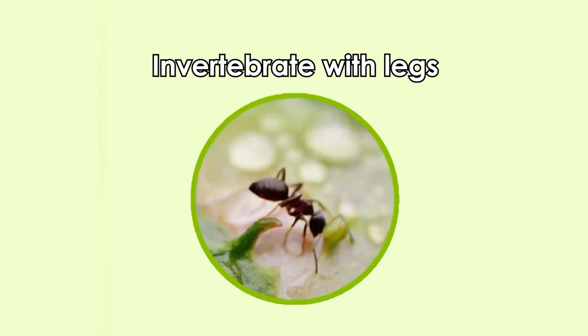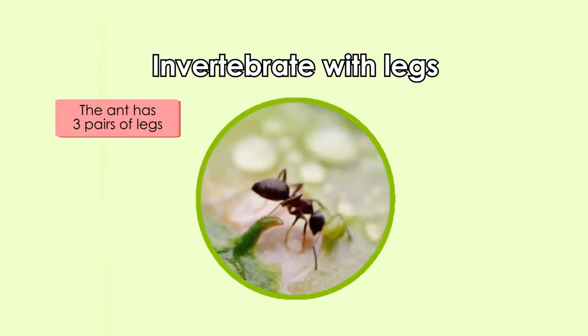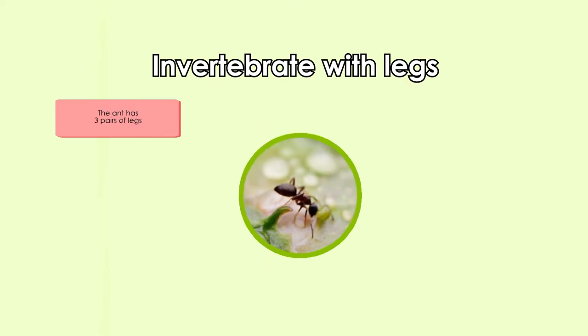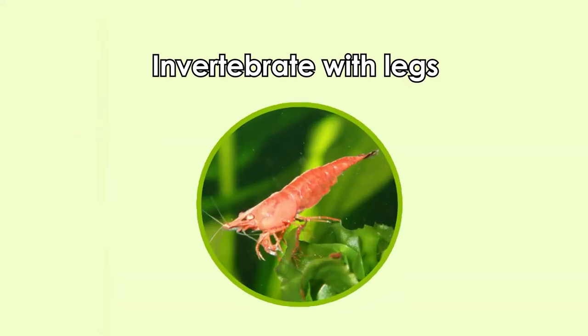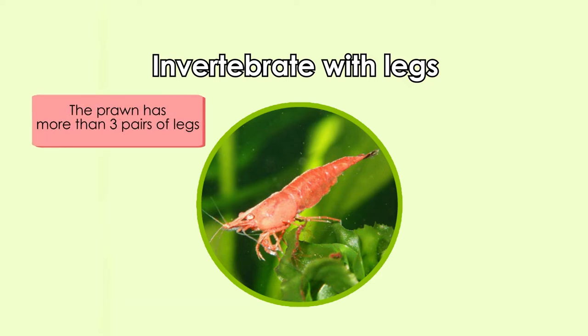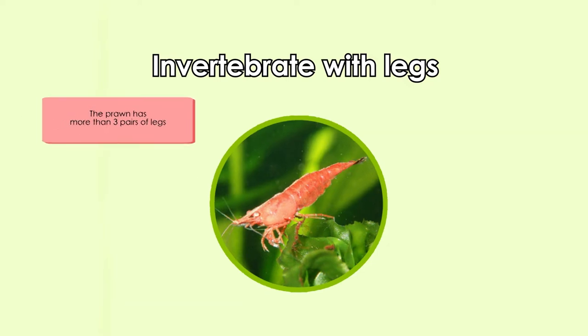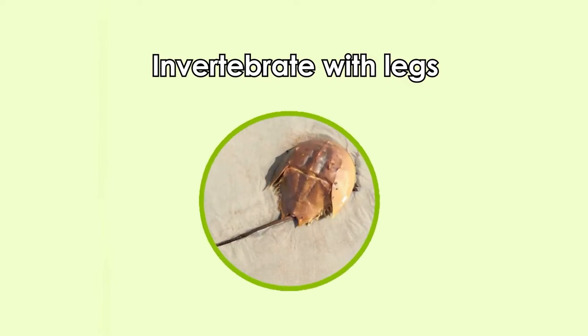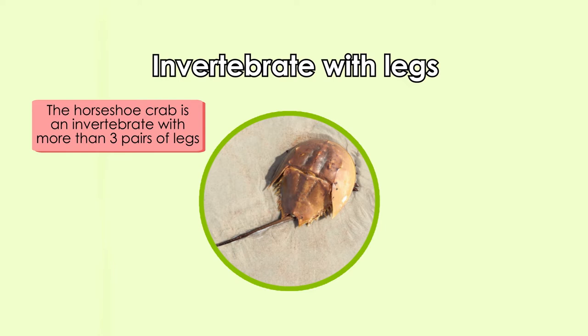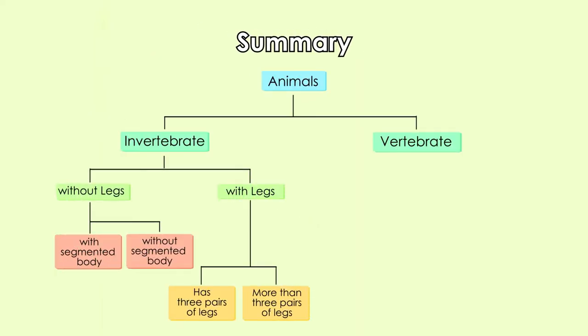Next, an ant. The ant has three pairs of legs. What about the prawn? Yes, you are right. The prawn has more than three pairs of legs. Lastly, the horseshoe crab. The horseshoe crab is an invertebrate with more than three pairs of legs. This chart shows the summary of classification of animals.